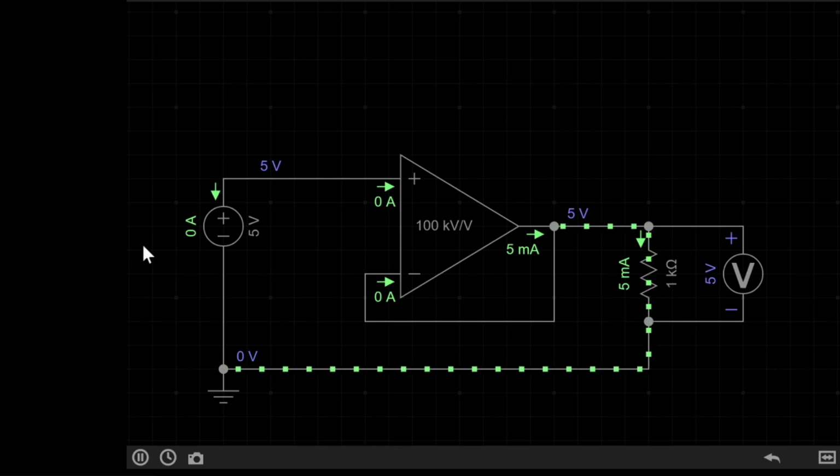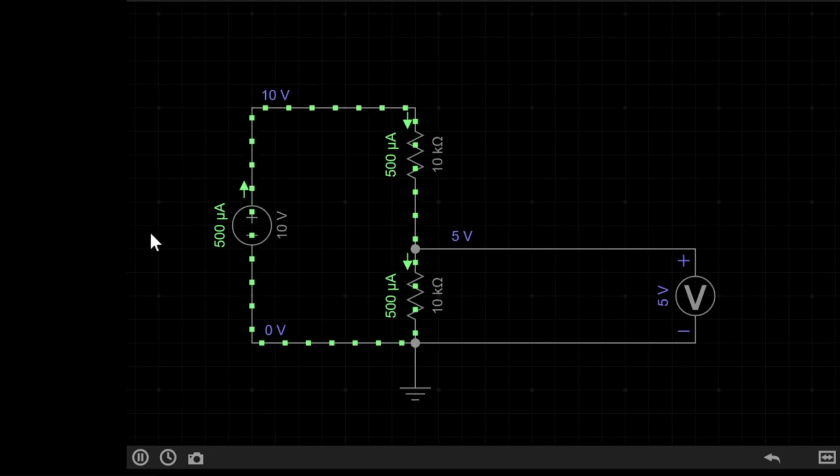The reason we use voltage followers is because they provide a high impedance or resistance input and low impedance or resistance output. This might seem a little confusing at first, so let's take a look at the following circuit. This circuit shown here is just a standard voltage divider. If you're not familiar with voltage dividers, then please see the video in the description below.